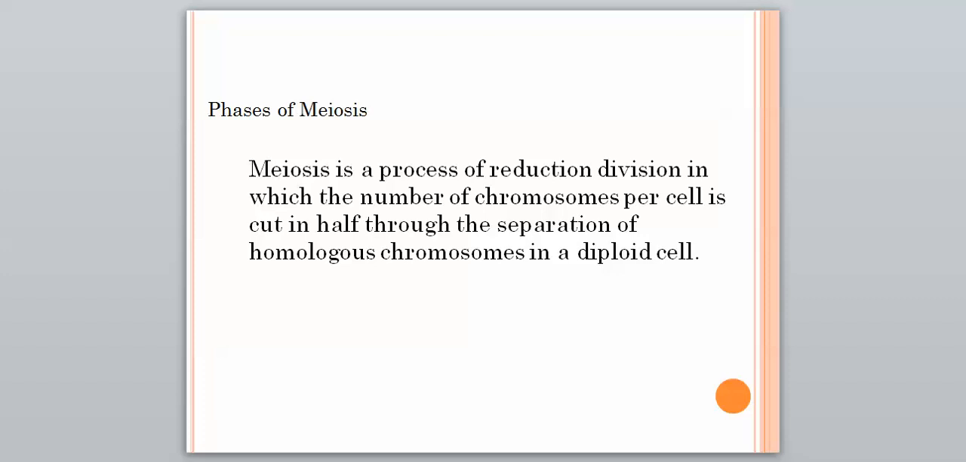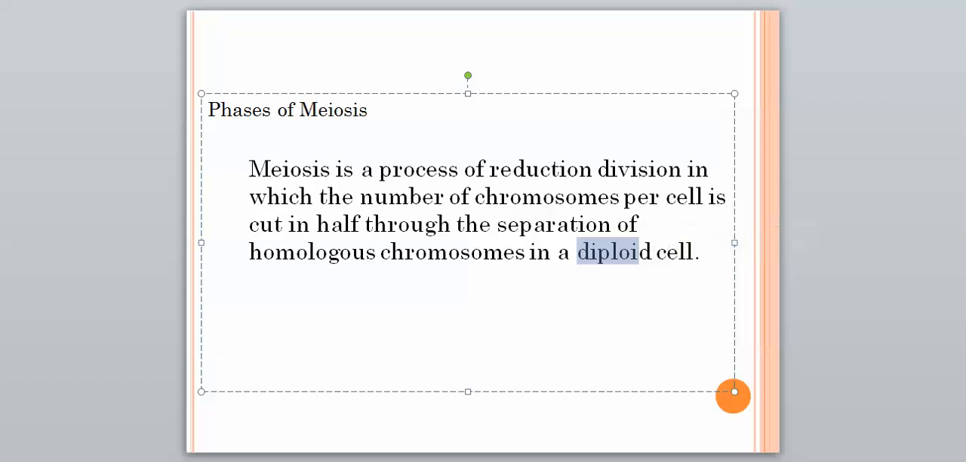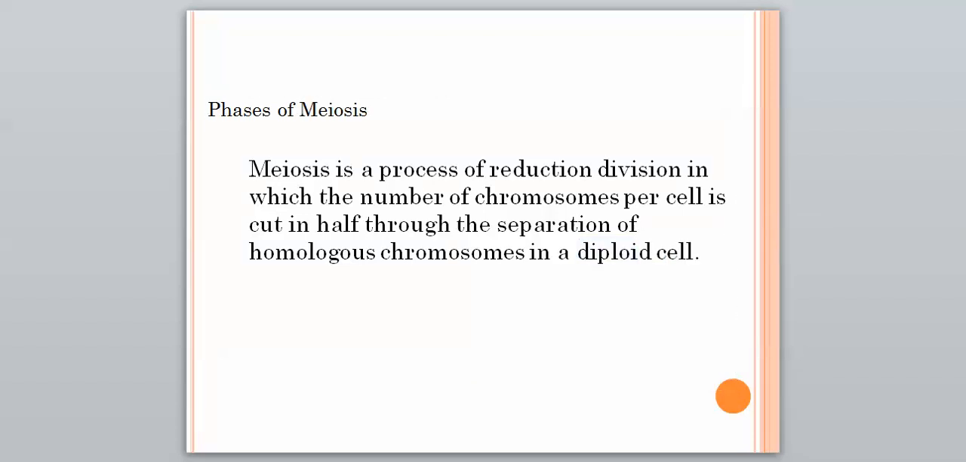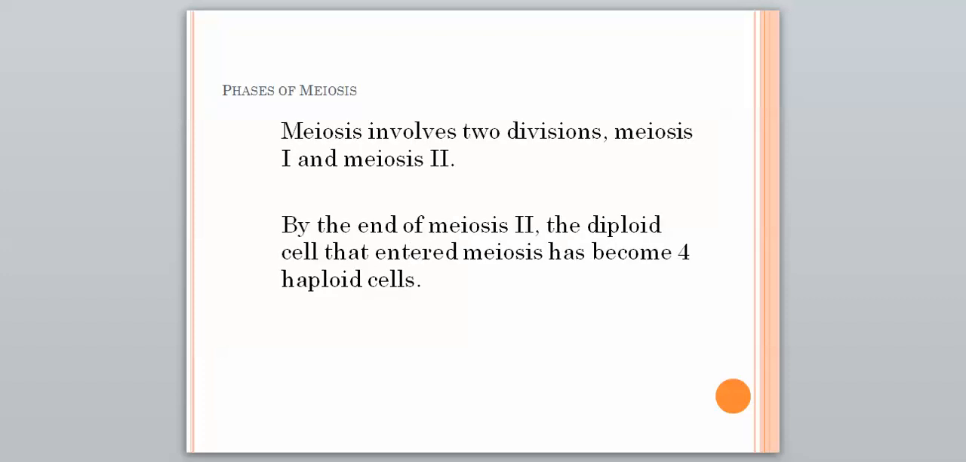So we start with a diploid cell. With our fruit fly, 2n equals 8. Then after it goes through reduction division, or meiosis, our chromosome number gets pulled in half. So now n equals 4. That's what meiosis is. Meiosis involves two divisions, meiosis 1 and meiosis 2. By the end of meiosis 2, the diploid cell, our 2n cell that entered meiosis, has become 4 haploid cells. So we go from 1 diploid cell to 4 haploid cells.